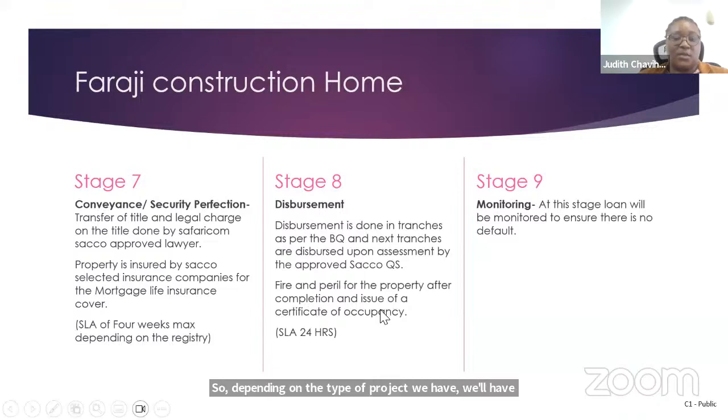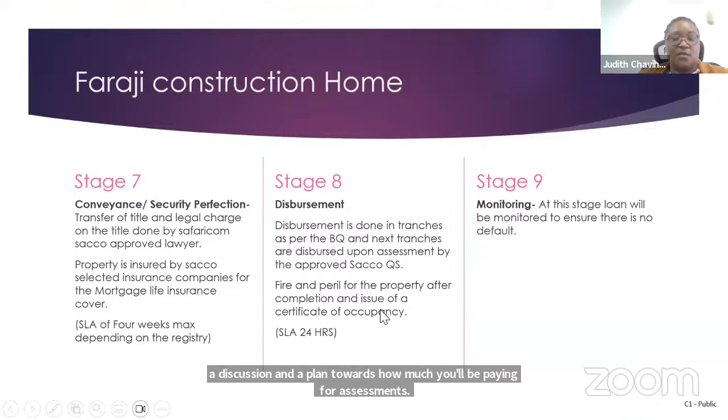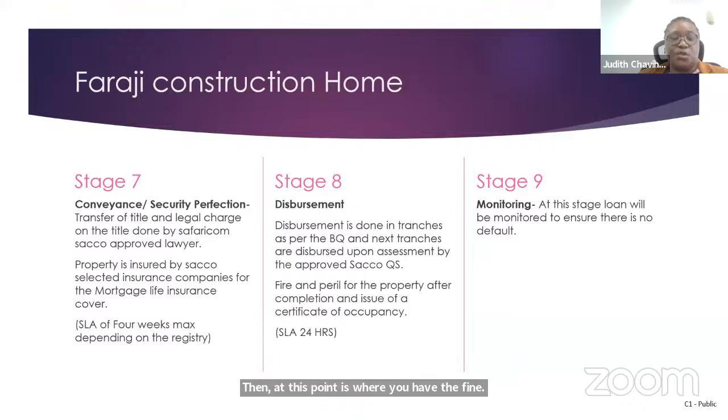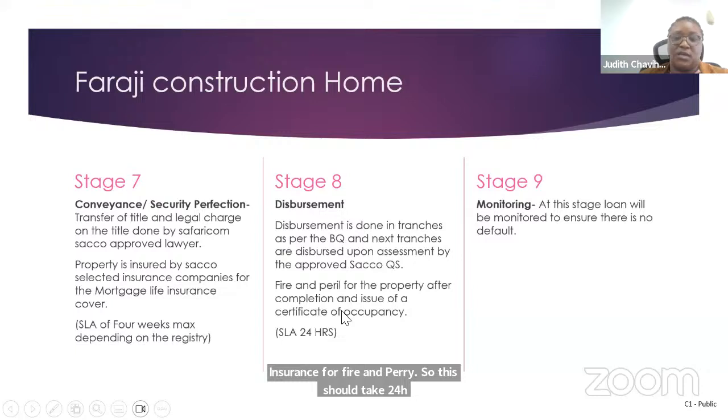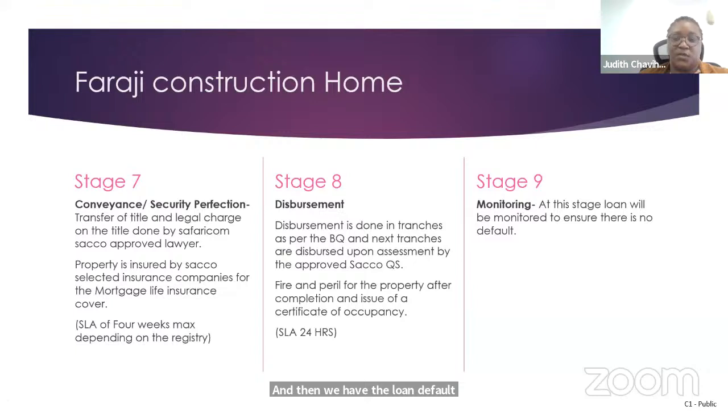Then at this point is where you have the fire and peril after the completion of the property, and after you have the certificate of occupancy issued, we now follow up for insurance for fire and peril. So this should take 24 hours for us to have the QS report shared, and then we have the loan tranches disbursed within 24 hours.